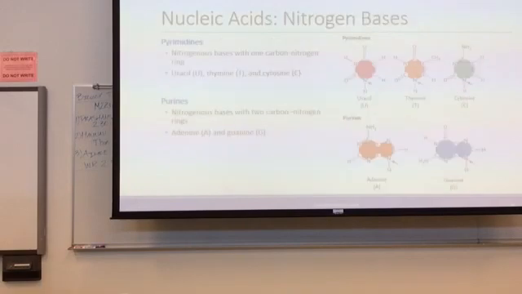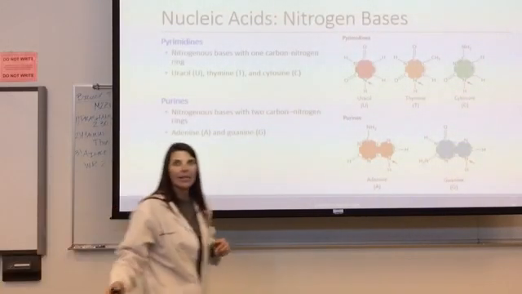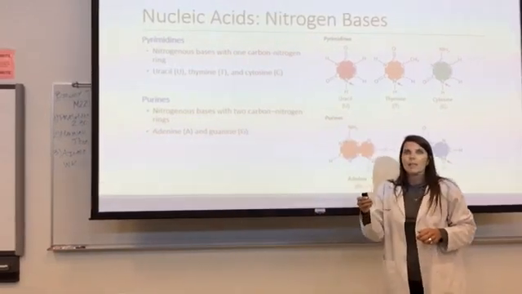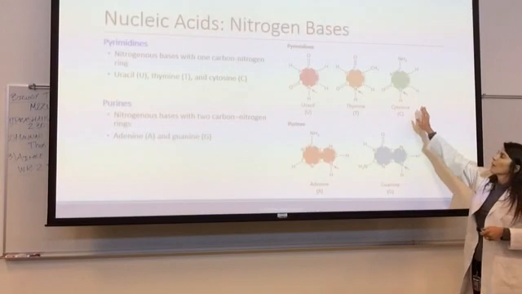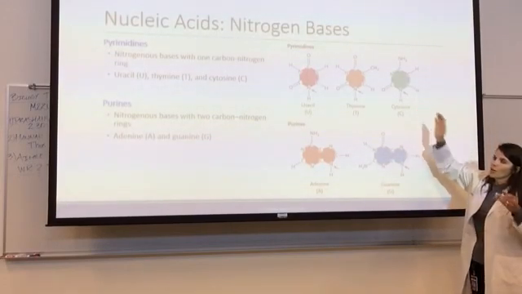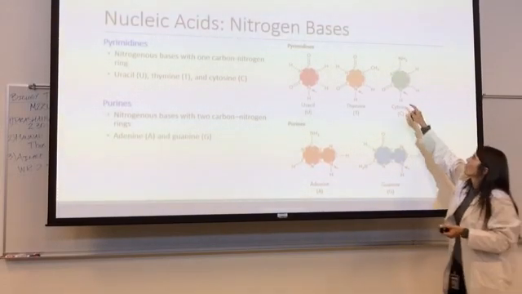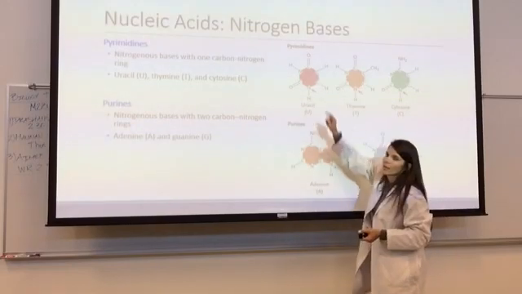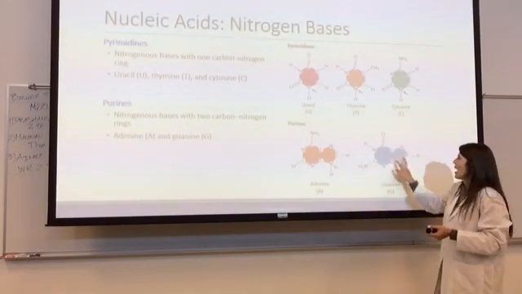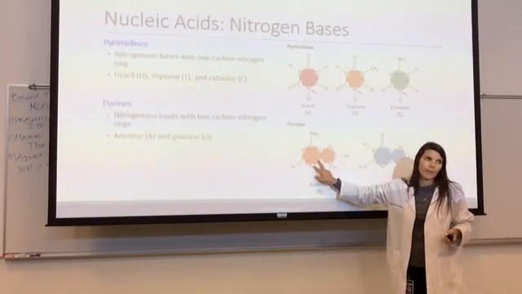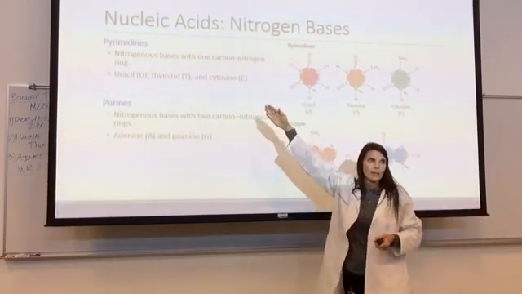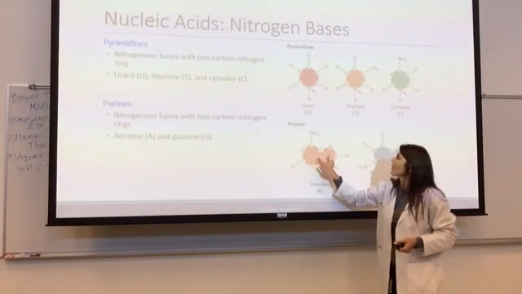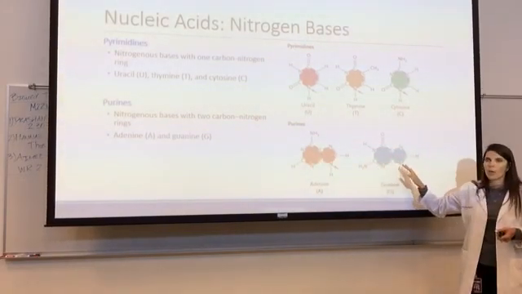This is what it actually looks like. This is the nitrogen bases. Nitrogen bases are divided into 2 classes: the ones that have just 1 ring and the ones that have 2 rings. If they have 1 ring, we call them a pyrimidine. If they have 2 rings, we call them a purine.